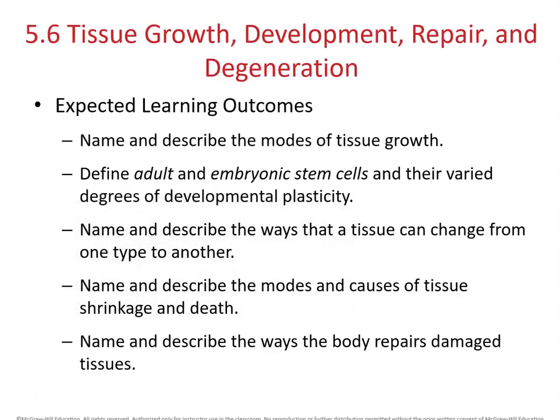We're going to talk about the differences between different modes of tissue growth. We'll define adult and embryonic stem cells and talk about the differences between them. We'll talk about how a tissue type can change from one to another. We'll talk about a couple ways that cells can shrink and ultimately die, and we'll look at how tissues repair themselves.